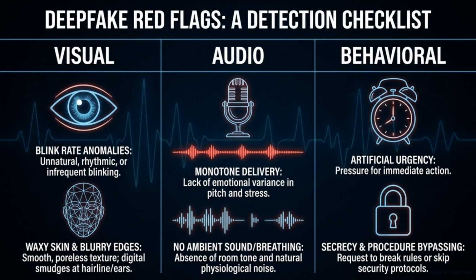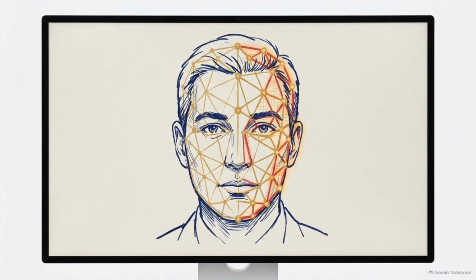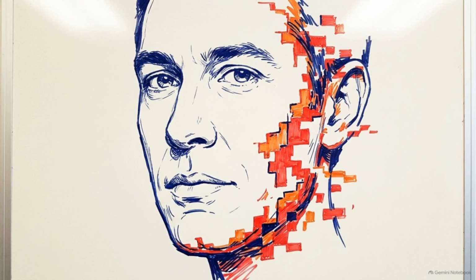Finally, we check the behavioral column for logical anomalies. This is the most consistent indicator, a sudden injection of urgency combined with secrecy, usually paired with a request to bypass standard security procedures. Knowing what you know about how these models process visual data, why do you think early video deepfakes often tear or glitch when the subject turns their head sharply to the side?